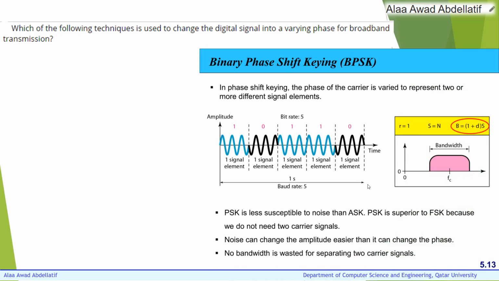Okay, according to the multiple choices you can define. The multiple choice was binary phase shift keying. And binary phase shift keying changes the phase for broadband transmission from digital to analog. Phase modulation changes the phase also, but from analog to analog. Okay, two types of techniques change the phase.